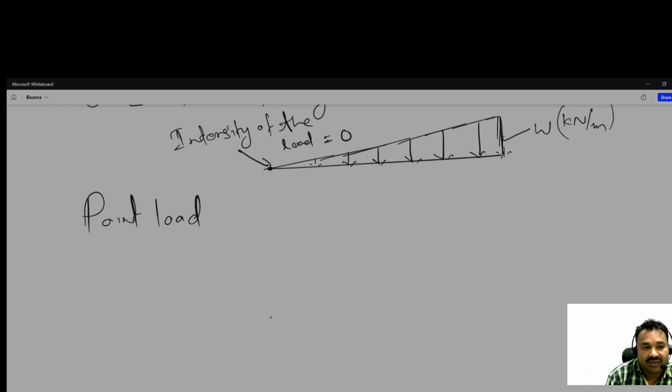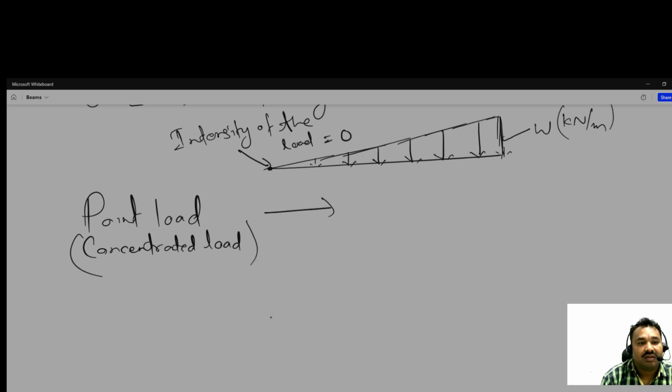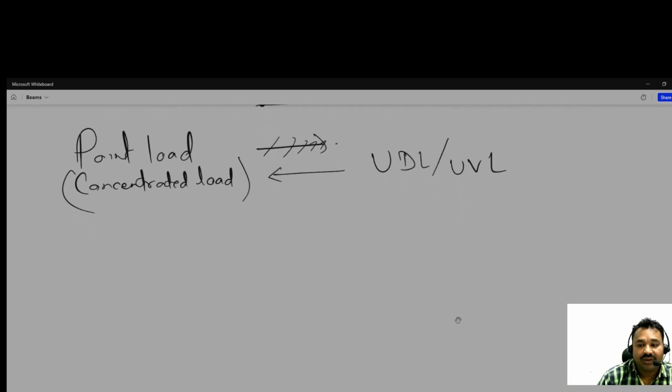And how to convert it into point load, that is also known as the concentrated load. Means the UDL into point load, either UDL or UVL into point load. How to convert it? So that we are going to discuss.